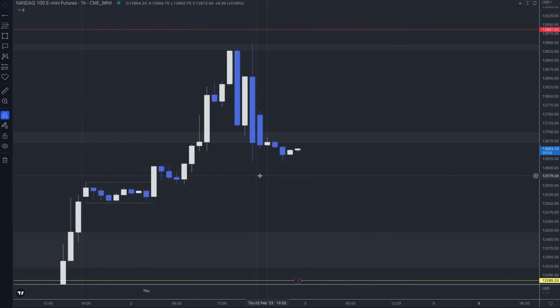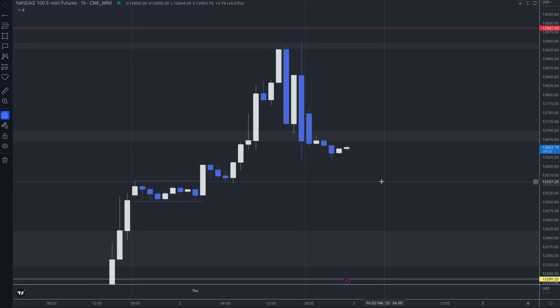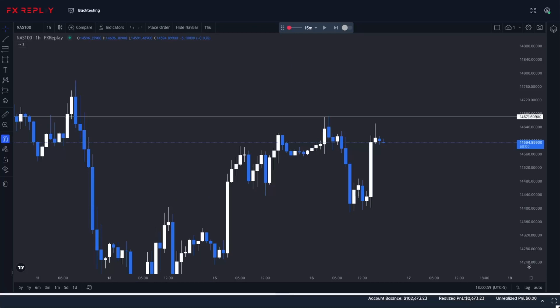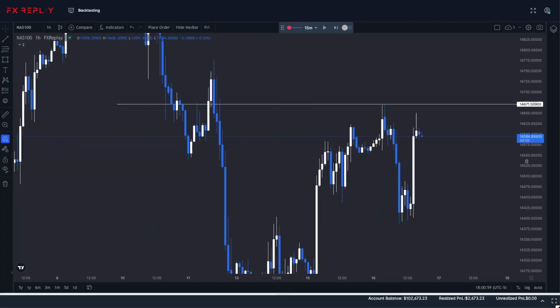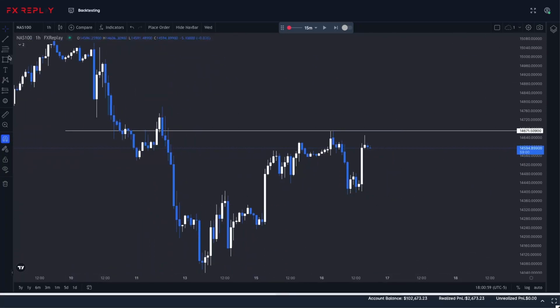And before we get into today, real quick, I just wanted to give you a quick look into what I've been playing around with. This is fxreplay. It's this new backtesting app, and it's all web-based, basically like TradingView. It's very user-friendly. It's a very familiar interface. You can do everything pretty much that you can do in TradingView.